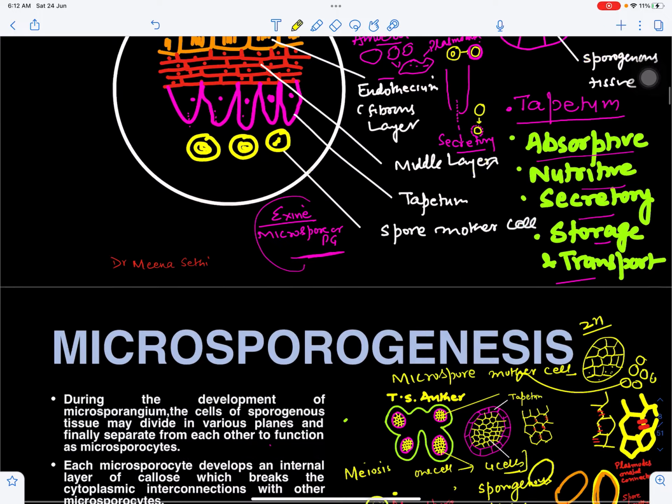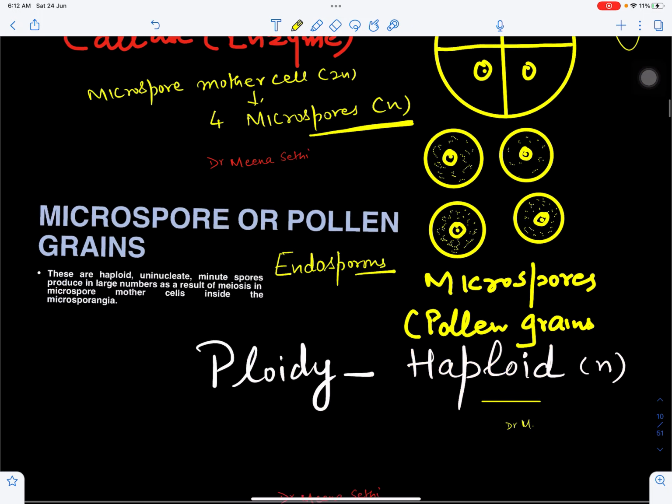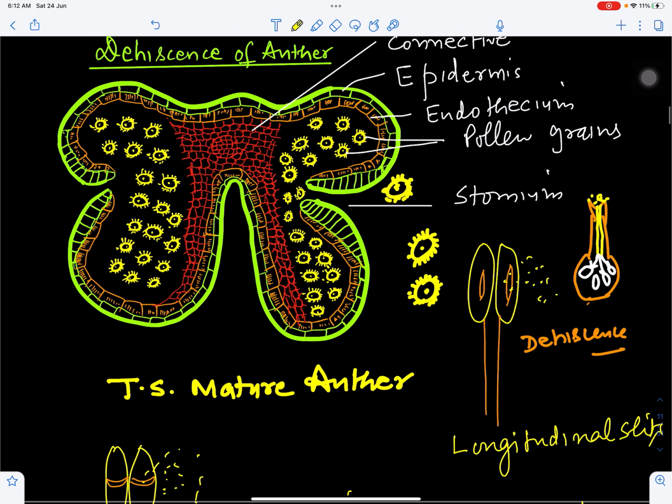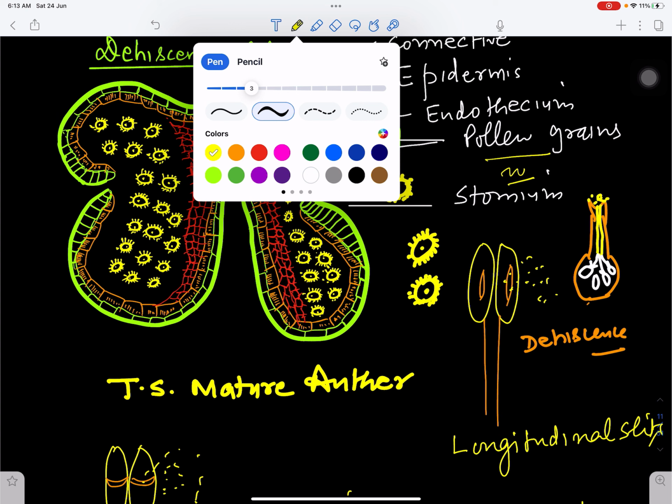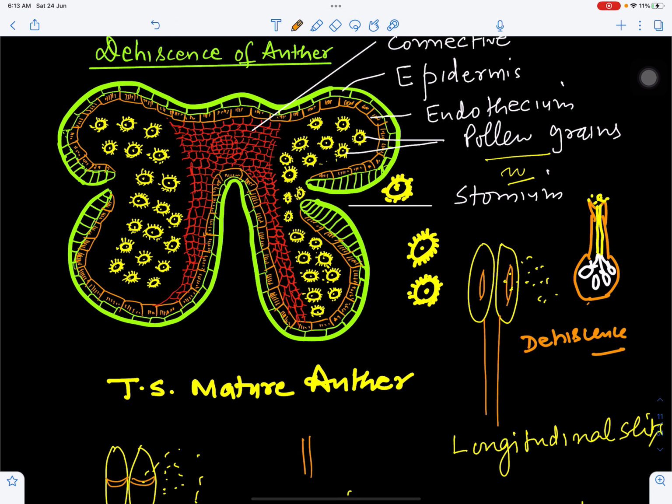So we can see in the mature anther, all these tissues have degenerated and only 2 cavities have been left, which are filled with pollen grains, which are haploid in genetic constitution. When this anther is attached to the flower, and when the flower opens up, it is exposed to the air, and they start losing water because of the external dry air.